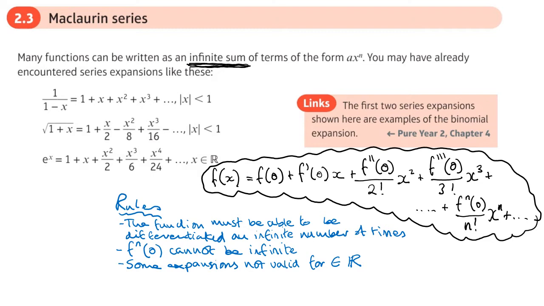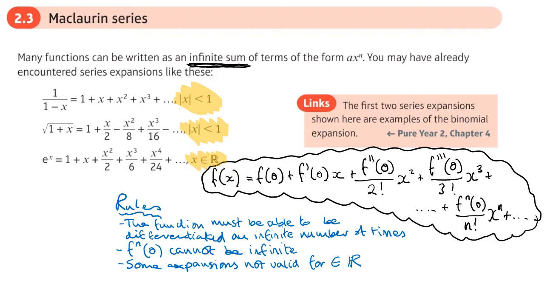You can see at the end it says that this one is only valid when the modulus of x is less than 1, so it's only valid between 1 and -1, not including 1 and -1. It's the same for this as well, whereas the one for e to the x is valid for all real numbers. So some expansions are not valid for all real numbers.